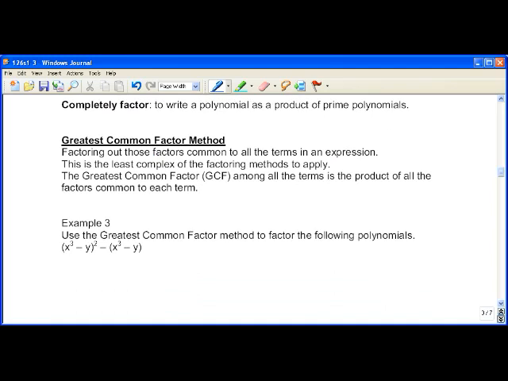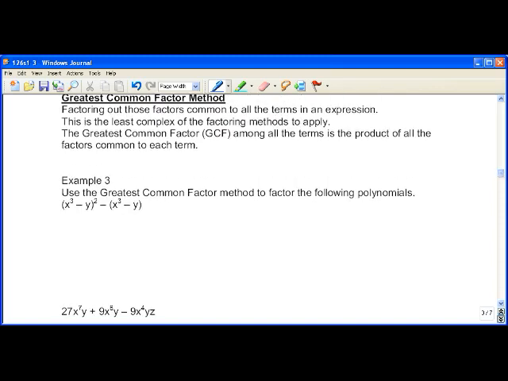Greatest common factor method. Factoring out those factors common to all the terms in the expression. This is the least complex of the factoring methods to apply. And the greatest common factor among all terms is a product of all the factors common to each term. So here we have x cubed minus y, the quantity squared, then just an x cubed minus y. So what's a repeated factor here? What's our GCF? What do you think?